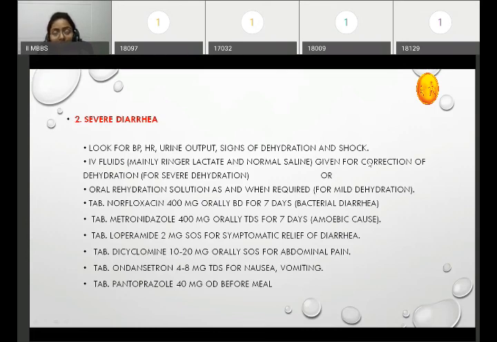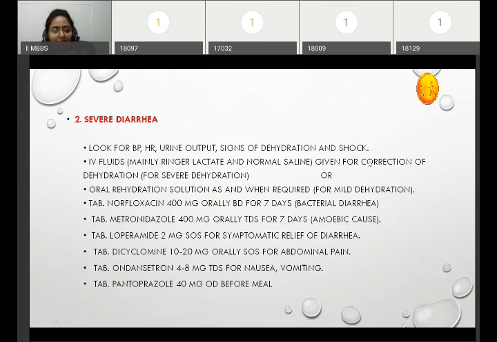Then other antimicrobial drugs can be norfloxacin, metronidazole, etc., which are given. Norfloxacin dose is 400 milligram BD for 7 days, and metronidazole is also given in the dose of 400 milligram TDS for 7 days.